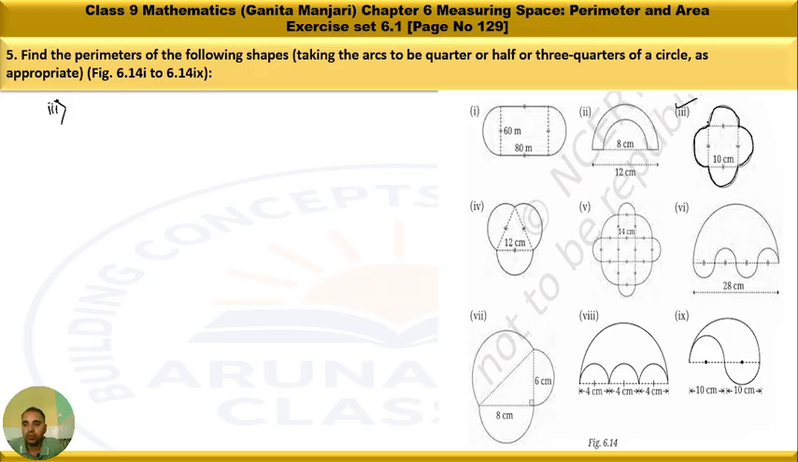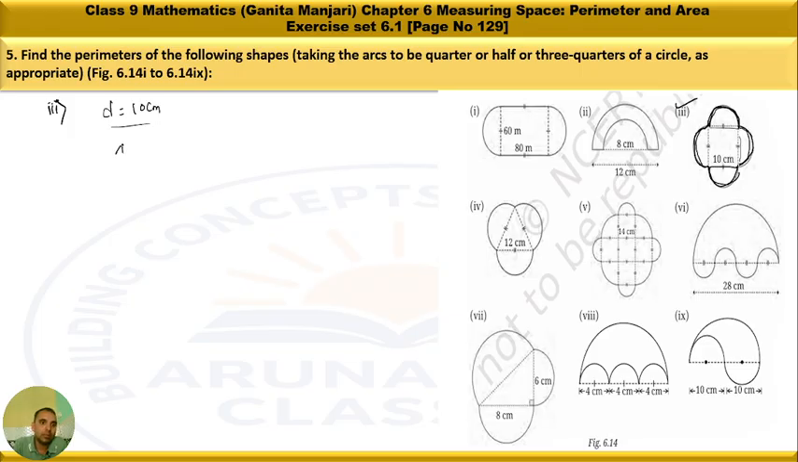Now we can see this is part of a circle. So this is a semicircle, this is a semicircle, here it is also a semicircle, and here also a semicircle. This is given as 10 centimeter. Here it is 10 centimeter, here it is 10 centimeter, and here it is 10 centimeter. So the diameter of the circle is given as 10 centimeter.